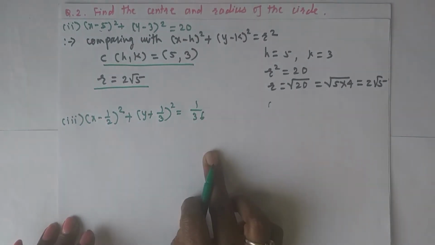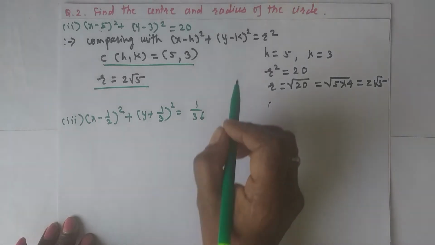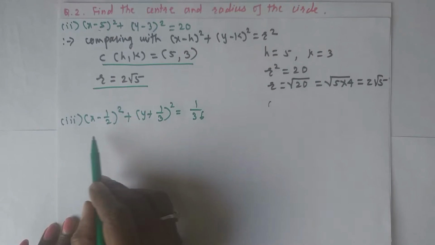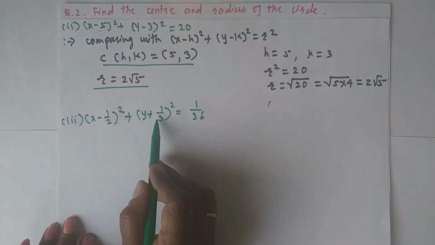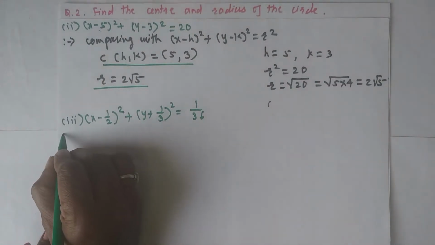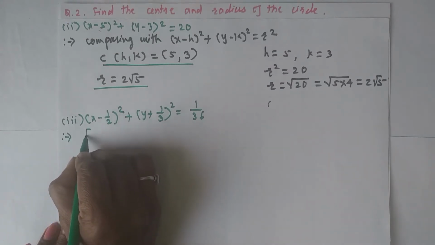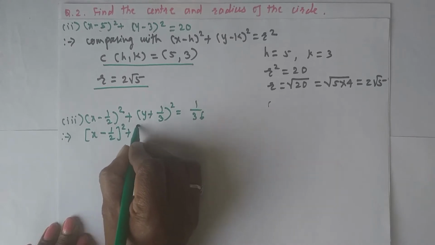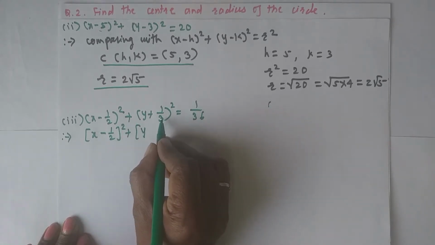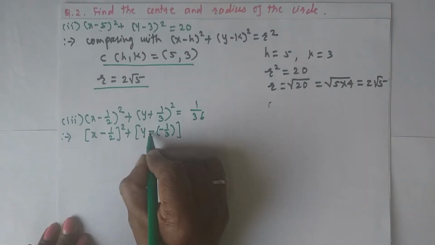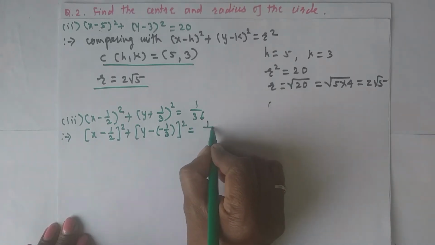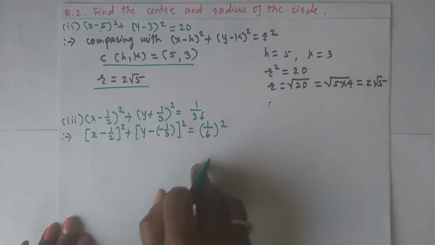Again, this equation is given in center radius form, and we know that in center radius form there is x minus h, y minus k. Here is x minus half, y plus 1 upon 3. Therefore, we will rearrange this equation. Now, after rearranging, this equation becomes x minus half square plus y plus 1 upon 3, I can write minus of minus 1 upon 3. Minus minus becomes plus here. Okay, is equal to 1 upon 6 square. I can write like this.